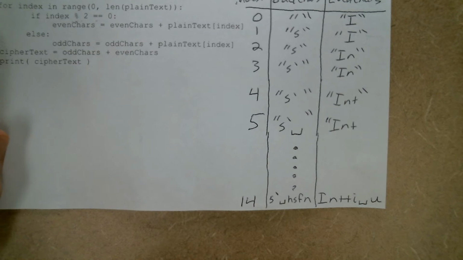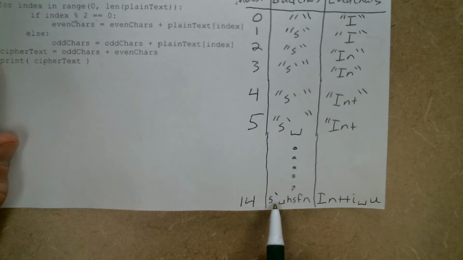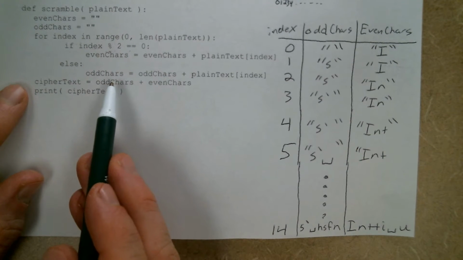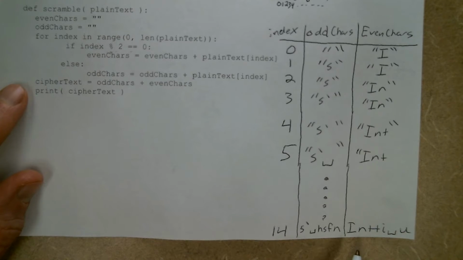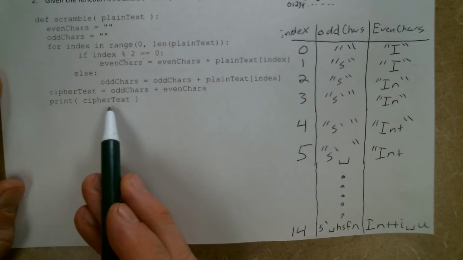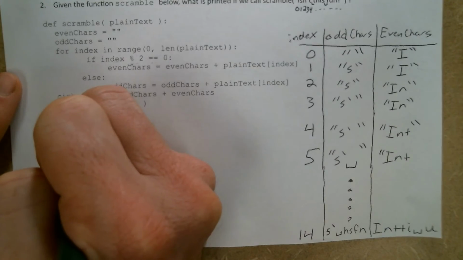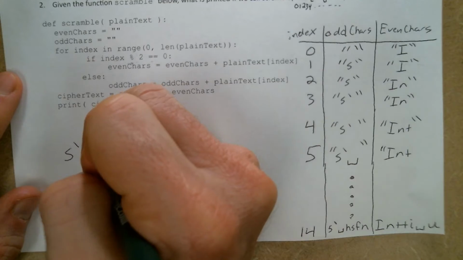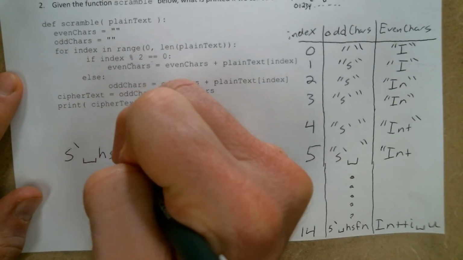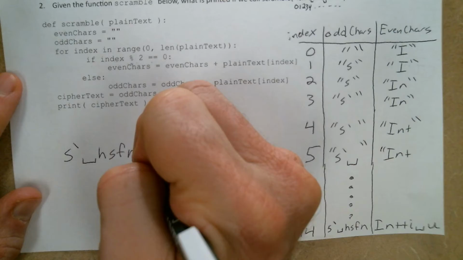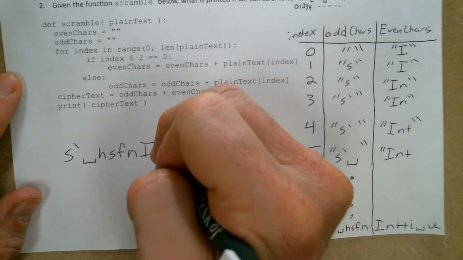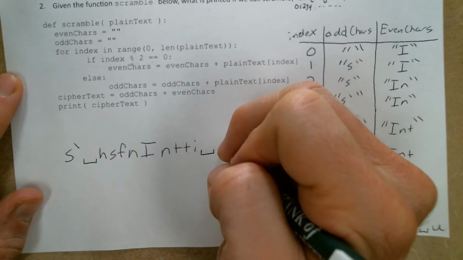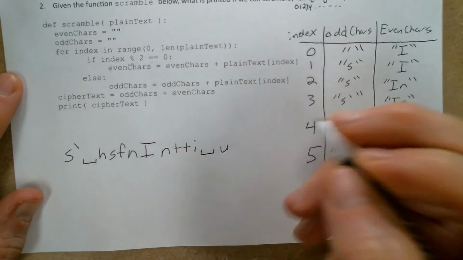All right. Now, once the loop is over, that's what's inside of odd characters, that's what's inside of even characters. Ciphertext combines those together, putting the odd characters first, the even characters second. Since ciphertext is what we're actually printing out, your final answer would be S apostrophe with a space, HSFN, capital I N, TTI space, U.